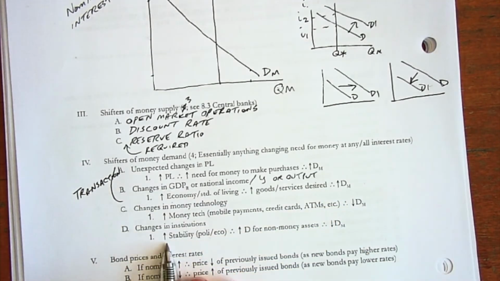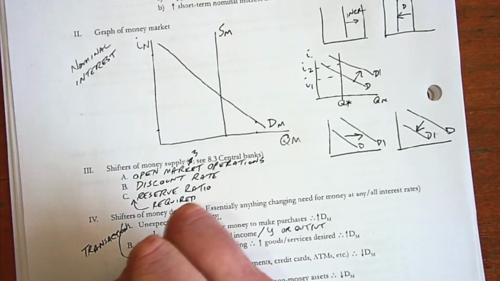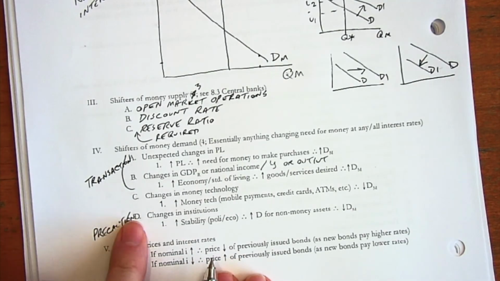The fourth thing here would be changes in institutions, and this is the idea that it really comes down to precautionary demand. Right? This is the idea that if you think that your money is safe in the financial sector or it's safe in the banks.